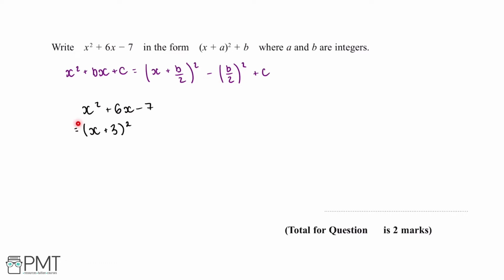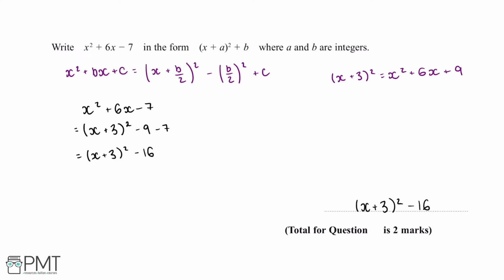Now if we were to expand out this expression here, this would give us x squared plus 6x plus 9. So the reason that we minus this b over 2 squared is so that it's equal to x squared plus 6x. So we're going to minus 9. And then the final thing to remember is this negative 7 at the end. And now the final thing we need to do for this question is simplify this down. And this gives us an answer of (x plus 3) squared minus 16.